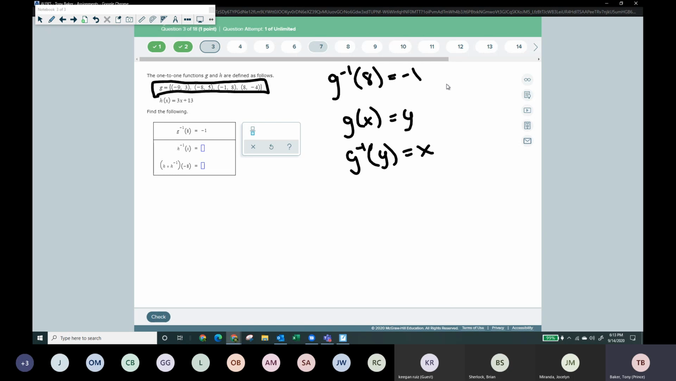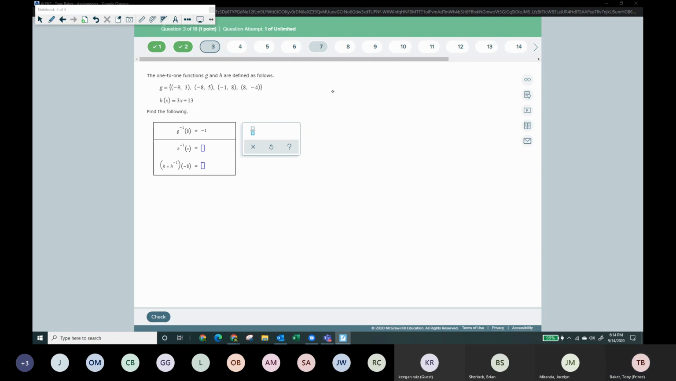So if I was to ask for the inverse of g of 5, the answer would be negative 8. Because again, you're looking at the y and you're going to give me the answer as the x. All right. Next one.